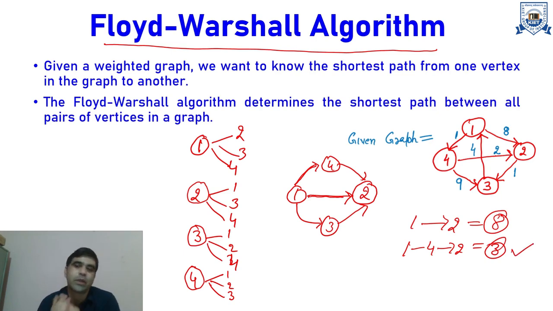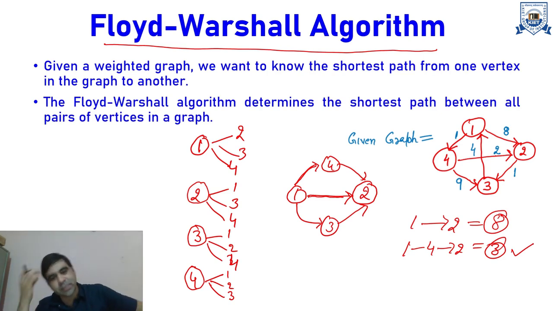What we do in this algorithm is, for example, use 1 as a middle element and find the shortest path between every pair of vertices using 1 as a middle element. Obviously there is the direct path, and the path which goes through 1 as a middle element. Then similarly we take 2 as a middle element, then 4 and 3. So taking all the vertices as middle elements, we find all the paths.